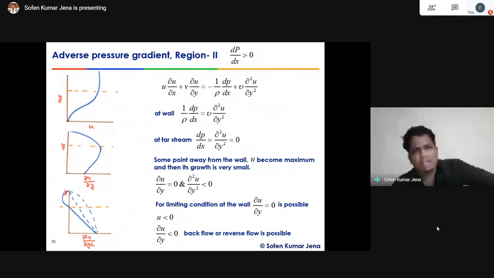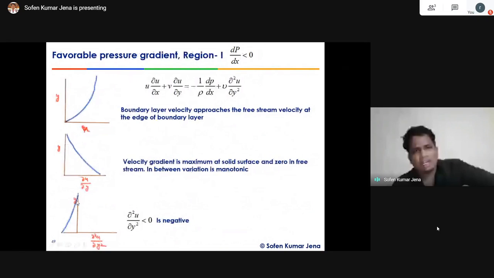The pressure gradient can meet the value 0 over here, where del square u by del y square becomes 0. Then from 0, they can go to the negative region, and then as usual they can shift to 0 and go into the boundary layer region. Here you can see it is fully negative region, and they are coming to 0.